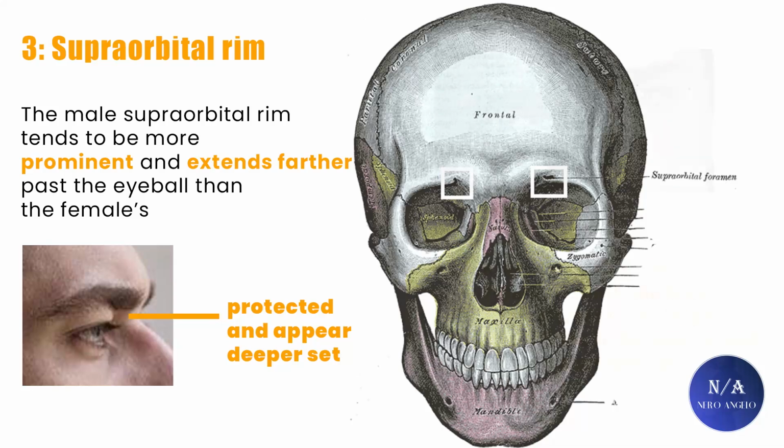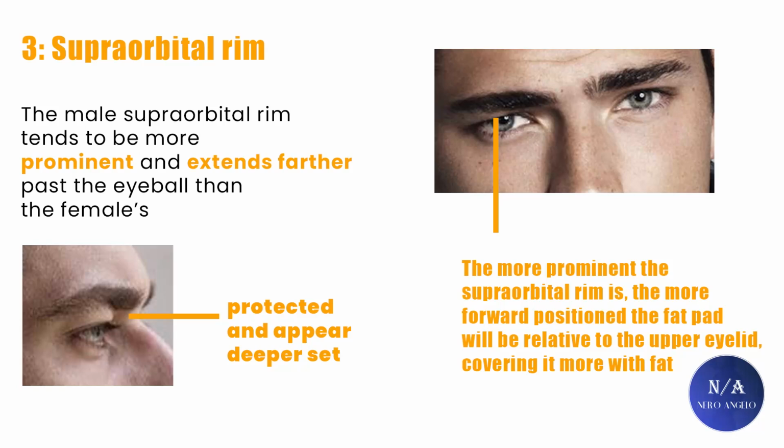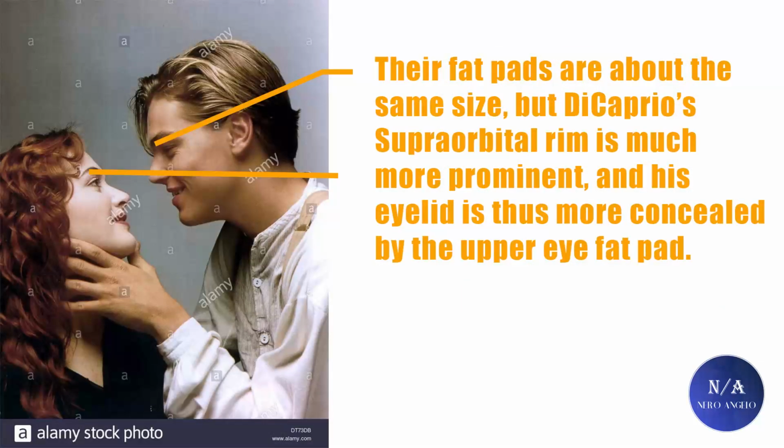However, it also plays a big role in how hooded the eye is, or how much the upper eyelid is covered by fat. The more prominent the supraorbital rim is, the more forward positioned the fat pad will be relative to the upper eyelid, covering it more with fat. Compare DiCaprio's side profile to Winslet's. Their fat pads are about the same size, but DiCaprio's supraorbital rim is much more prominent, and his eyelid is thus more concealed by the upper eye fat pad.